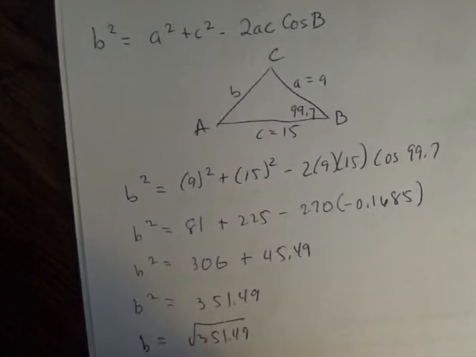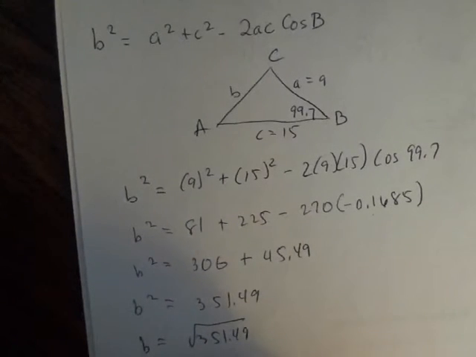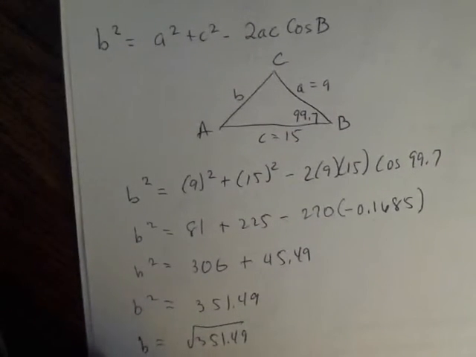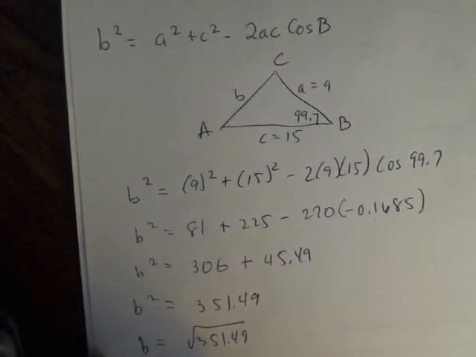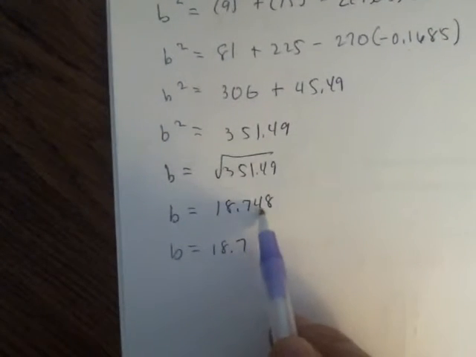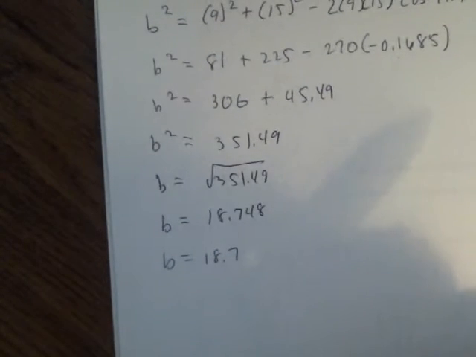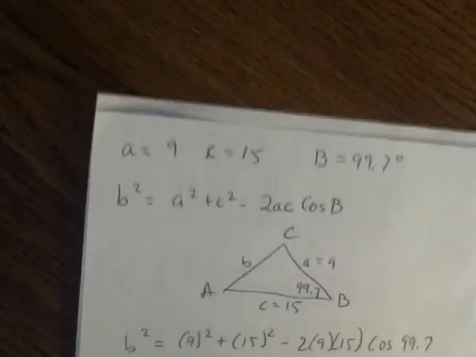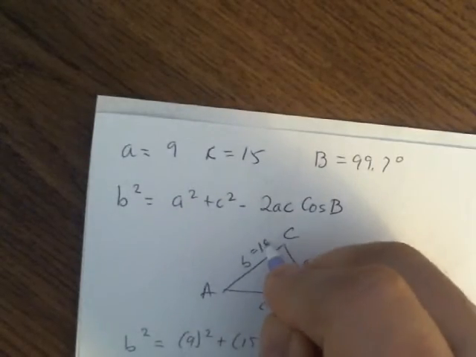And I get B is 18.748. Again, depending upon where you're asked to round to. If it's to the tenths place, it's 18.7. If it's to the hundredths place, it's 18.75. So that's B. So now we have B.